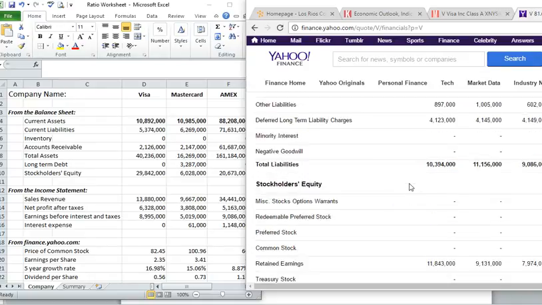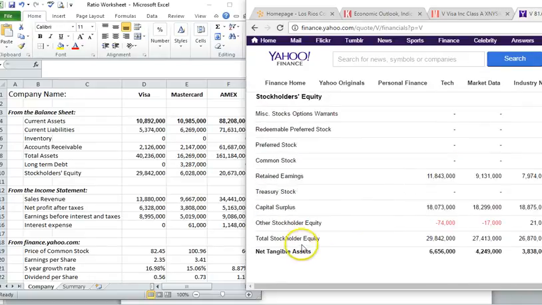And then finally, stockholders' equity. Make sure you scroll down to the bottom. This is what the stockholders have in equity, their ownership portion of the company. So you would just literally key these into this worksheet or copy and paste, whatever you want to do, and then move on down.